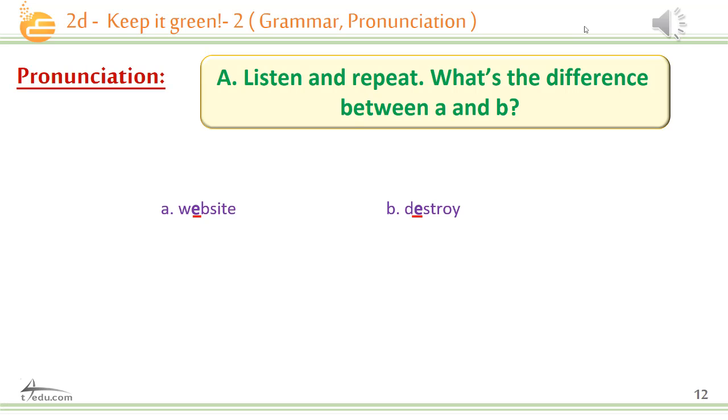Pronunciation. A. Listen and repeat. What's the difference between A and B? A. Website. B. Destroy.